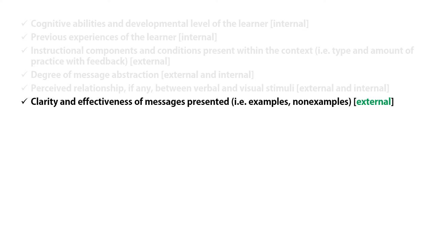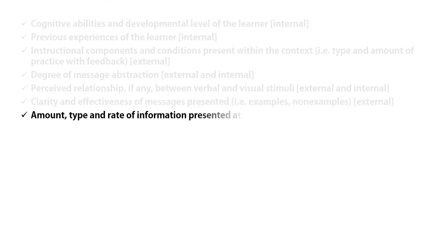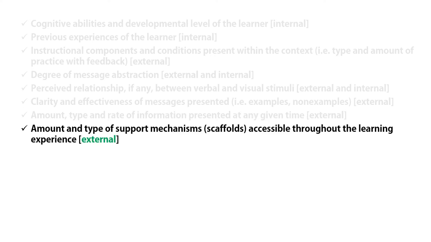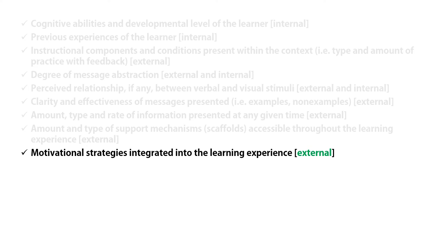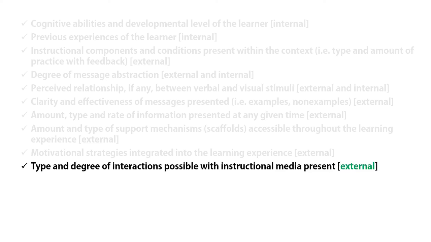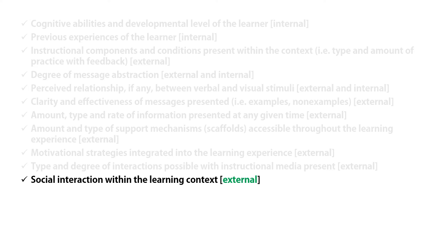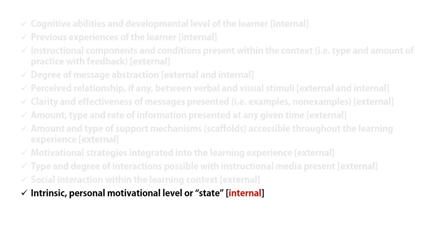The clarity and effectiveness of the messages, that's certainly external. Amount and type of information, that's external. Support mechanisms, the scaffolding, that's external to the learner. Motivational strategies are external to the learner. That is, the ones that you can design. Type and degree of interactions, they are external to the learner completely, and you can influence those as a designer. The type of social interactions are external to the learner.